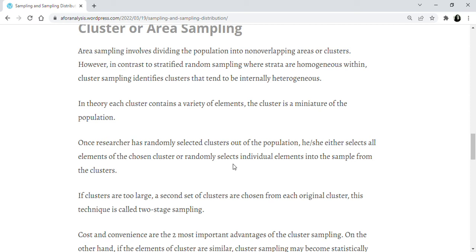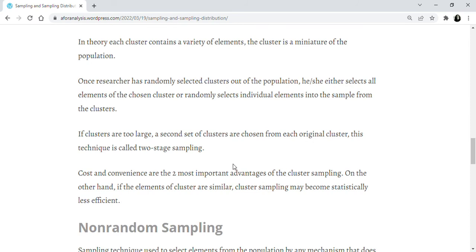That's why he or she can take the complete cluster, or he or she can take a few random units from them. If the clusters are too large, a second set of clusters is chosen from each original cluster. This technique is called two-stage sampling. Cost and convenience are the two most important advantages of cluster sampling. On the other hand, if the elements of clusters are similar, cluster sampling may become statistically less efficient.